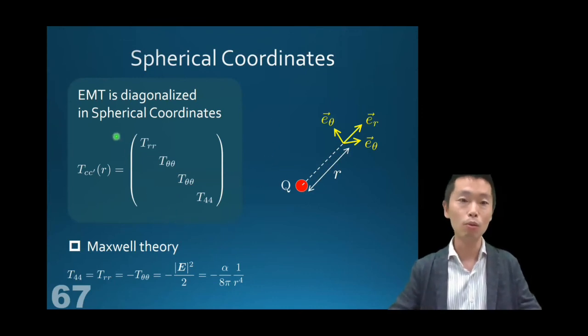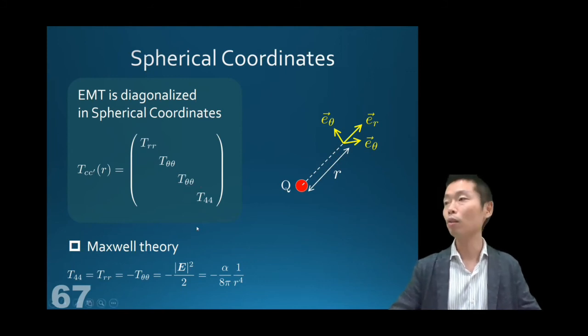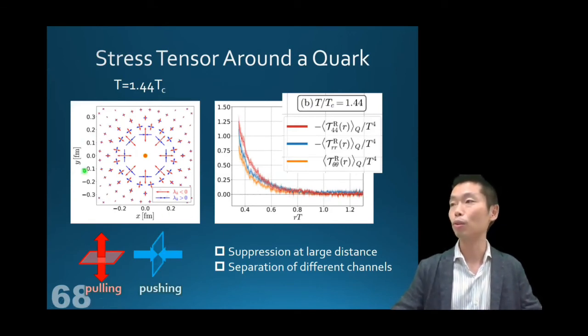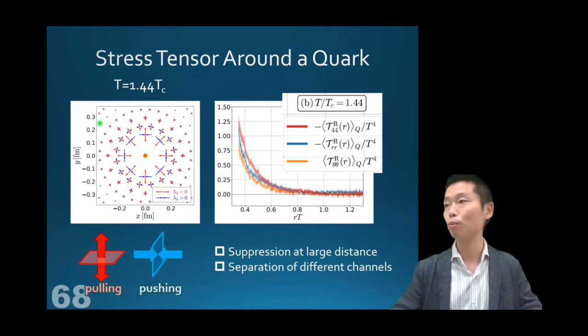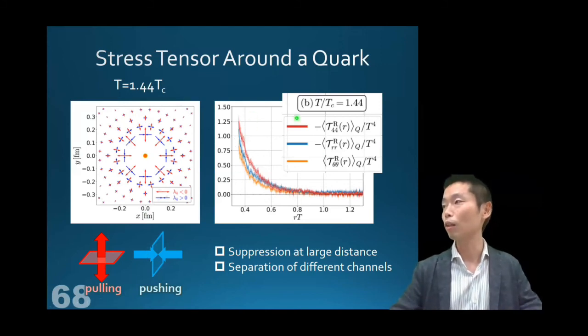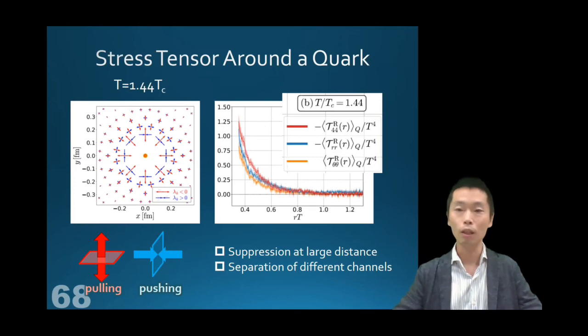In the spherical coordinate system, the EMT is diagonalized in this way: one longitudinal component and two transverse components. And in the Maxwell theory, these three components look like this. Okay, and the numerical result is shown here. This left panel shows the same plot as the flux tube. So red and blue lines correspond to the pulling and pushing directions. And this right-hand side shows the R dependence of the three channels of the EMT. And you see the separation of the three channels here. So this is again a feature which is not observed in the Maxwell theory.